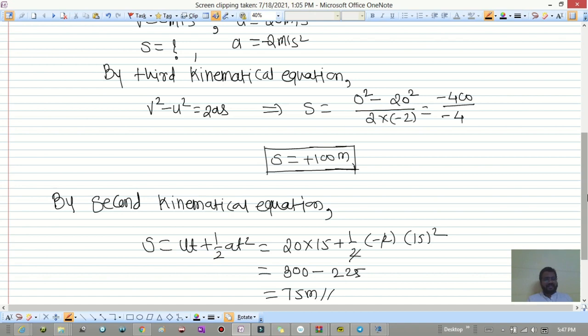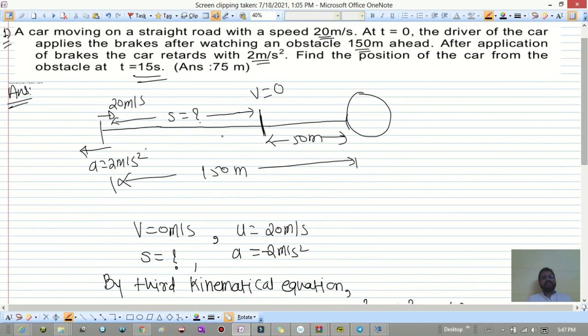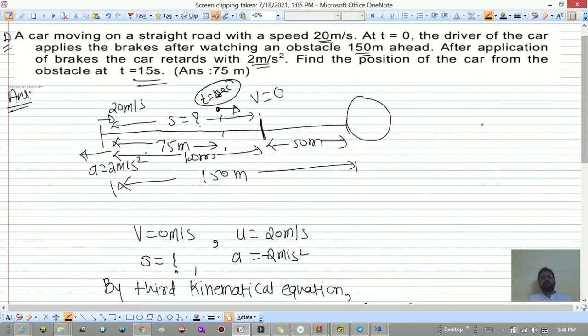So at 75 meter, that is somewhere here, it has a certain velocity, right? What is that velocity? If you want, you can calculate that also. And at 100 meter, the car's velocity will be 0. So at t equals 15 seconds, the car will be at a position of 75 meter from the initial position. So I hope this is clear to you all. Now we'll move to the next question.